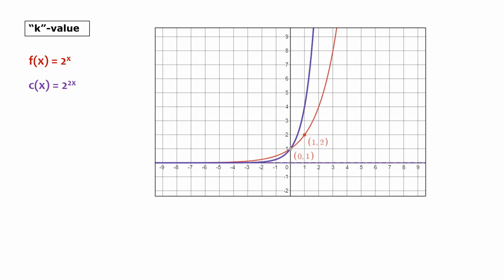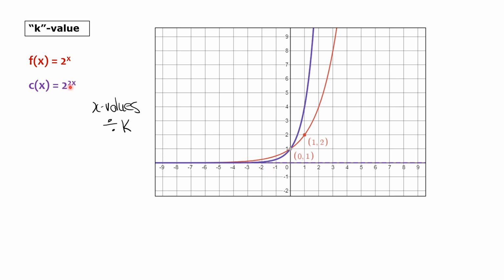You take your parent function x values and you divide them. My pen's a little squiggly. We divide them by, in this case, 2. So you take your x values and you divide them by k. So in this case, we're taking our x values and dividing them by 2.